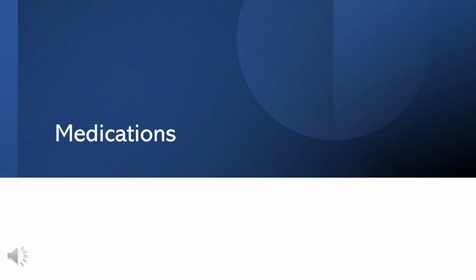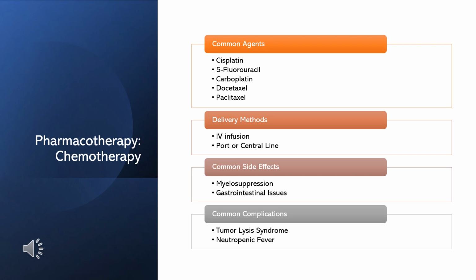Medications. Let's take a look at some of the chemotherapy used in treating laryngeal cancer. First off, we've got cisplatin. This is a platinum based medication that causes DNA cross linking, leading to cell death.